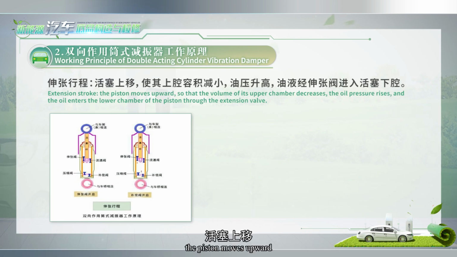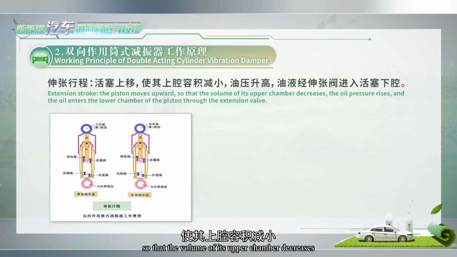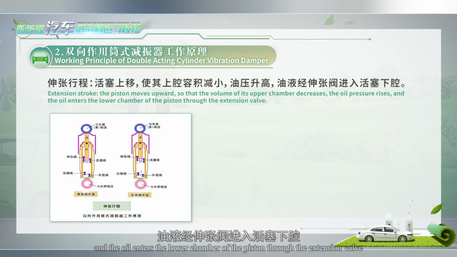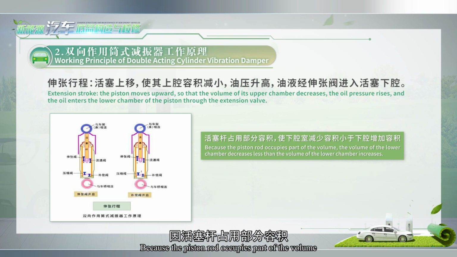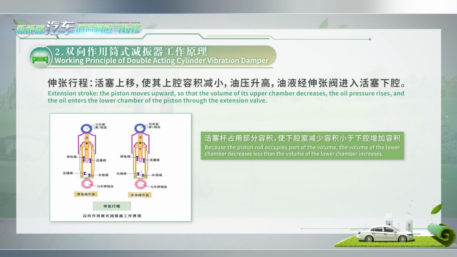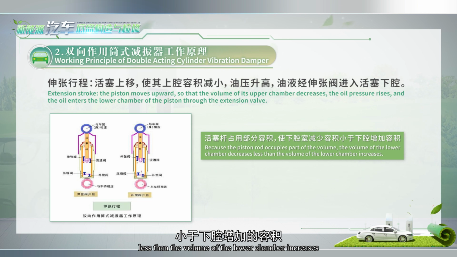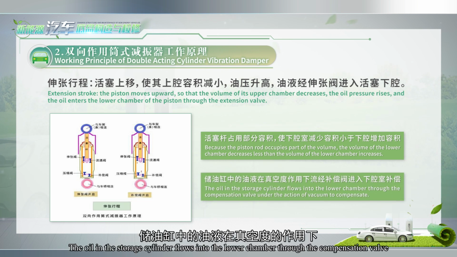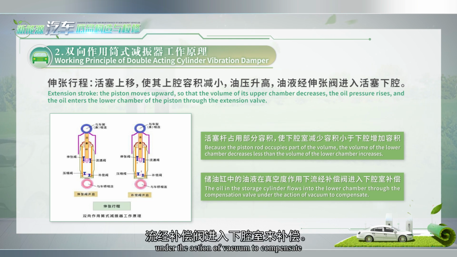Extension stroke. The piston moves upward, so that the volume of its upper chamber decreases. The oil pressure rises, and the oil enters the lower chamber of the piston through the extension valve. Because the piston rod occupies part of the volume, the volume decrease of the upper chamber is less than the volume increase of the lower chamber. The oil in the storage cylinder flows into the lower chamber through the compensation valve under the action of vacuum to compensate.